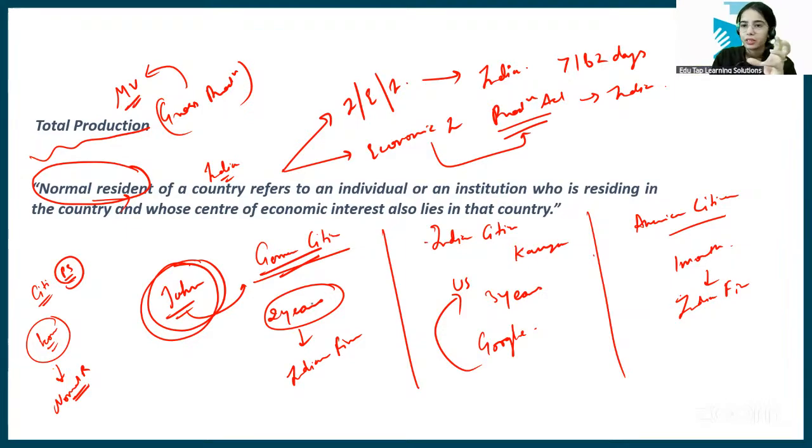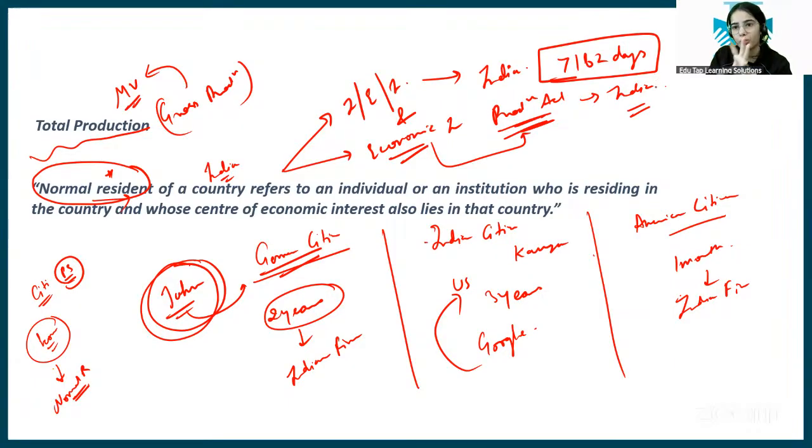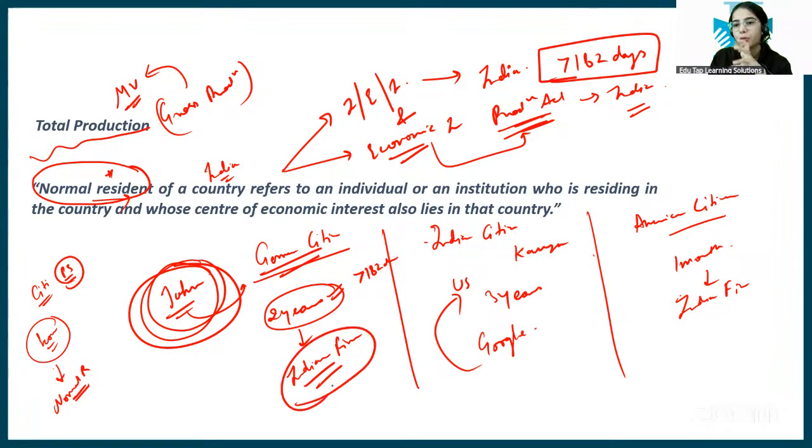A person or an institution can be a normal resident of India if they are residing in India for more than 182 days and their economic interest, that is their production activity, is happening in India. These are the two must conditions for a normal resident. So John is a normal resident. Why? Because he is residing in India for more than 182 days and he is working in an Indian firm. His production activity is happening in India.